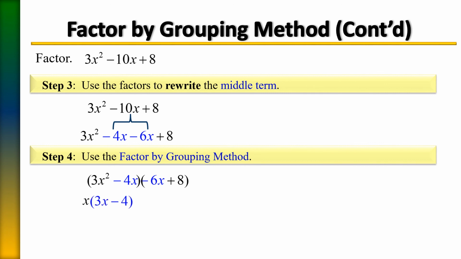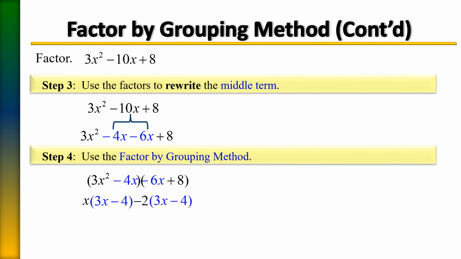I'm going to do that same procedure for the second group. I'm going to look at these two terms and ask what they share in common. The only thing they share in common is a 2. But I have to factor out a negative 2. Recall from previous lessons, if a binomial or polynomial starts with a negative, you're going to factor out a negative. So let's factor out a negative 2, and what's left, we're going to place in parentheses.